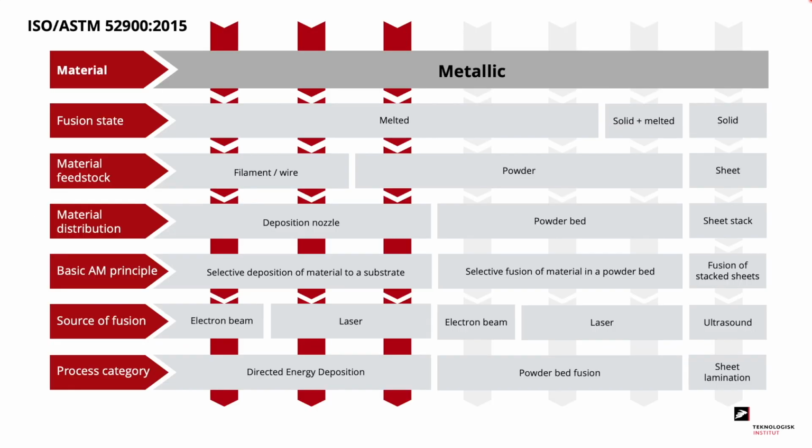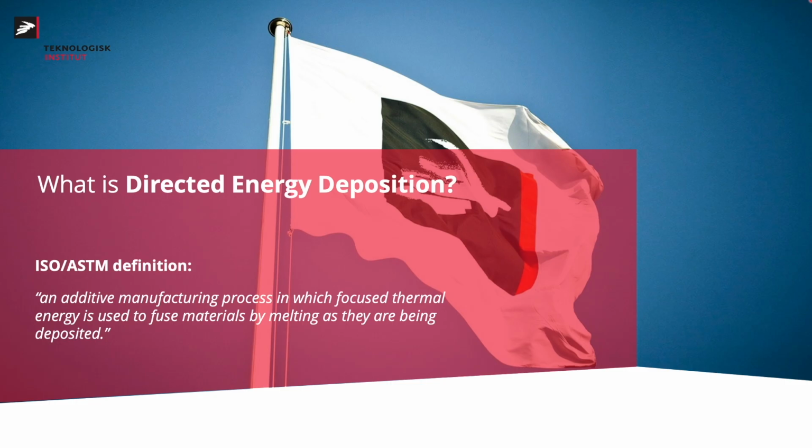Looking at the ISO standard, we can see that the material for the DED process is metallic materials. The fusion state is melted. The material feedstock is filament, wire, or powder. The material distribution is using a deposition nozzle. The basic AM principle is that you are selectively depositing your material to a substrate. You can be using an electron beam or a laser beam as your source of fusion, as well as wire arc melting. The process category is then designated as Directed Energy Deposition, or DED for short. We will now be looking at what Directed Energy Deposition is.